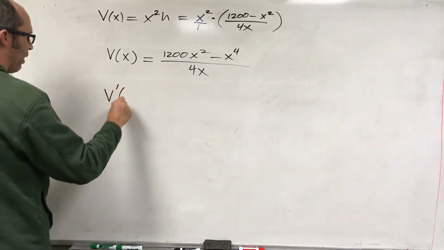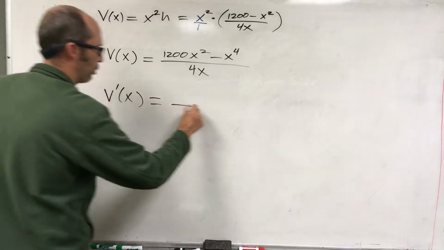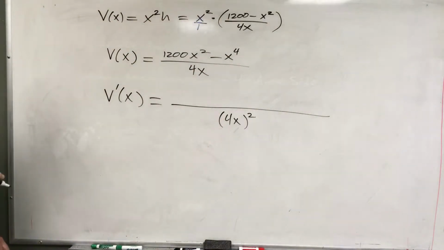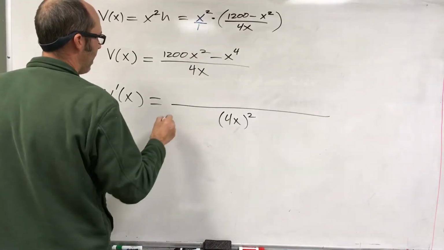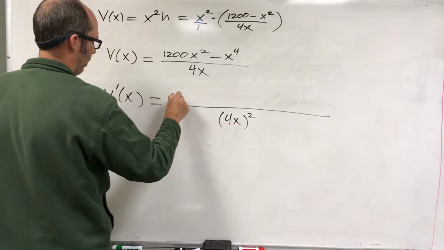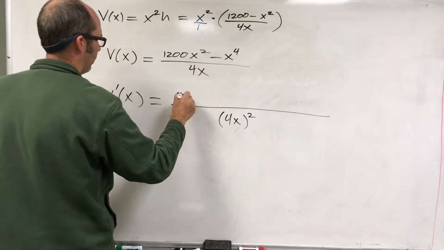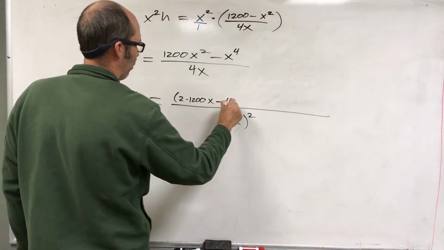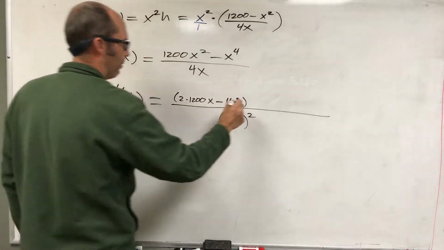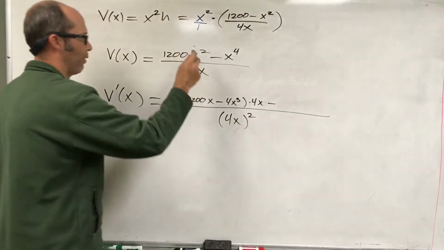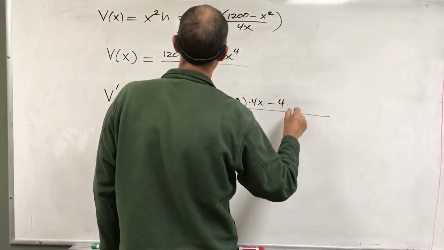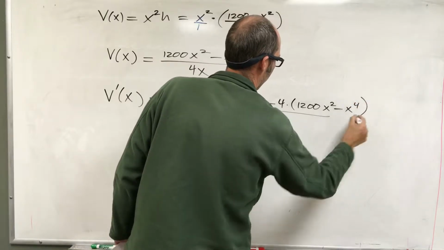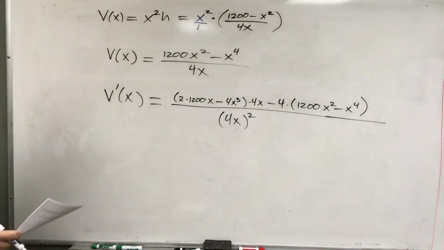So v prime of x, and we'll use the quotient rule, with 4x squared on the bottom. The derivative of the top, bring down the 2, is 2 times 1200x minus 4x cubed, times the bottom, minus the derivative of the bottom, which is 4, times 1200 x squared minus x to the 4th.